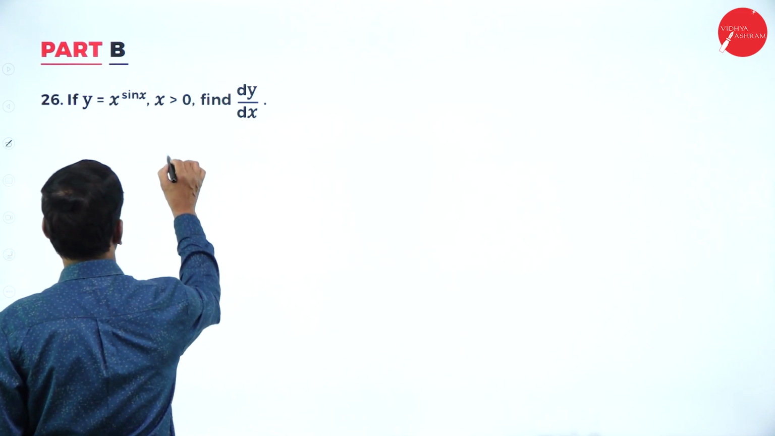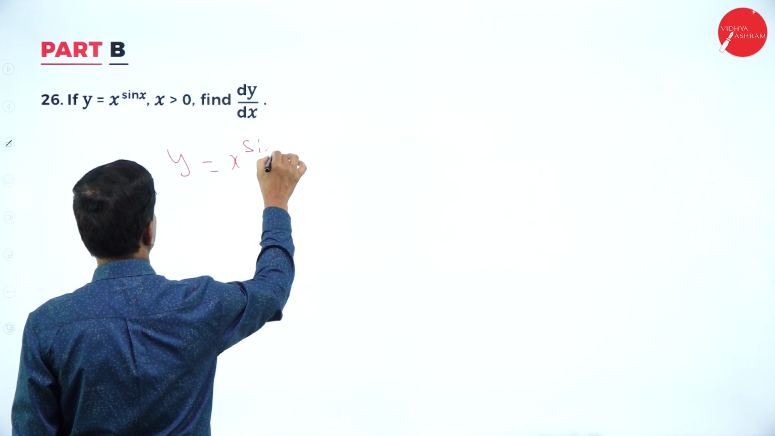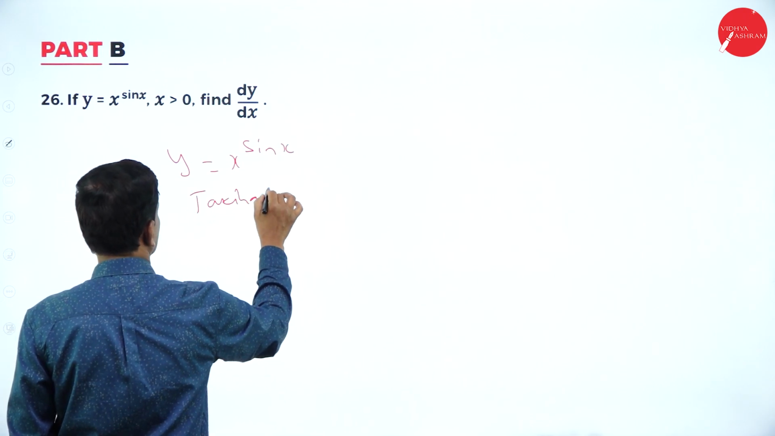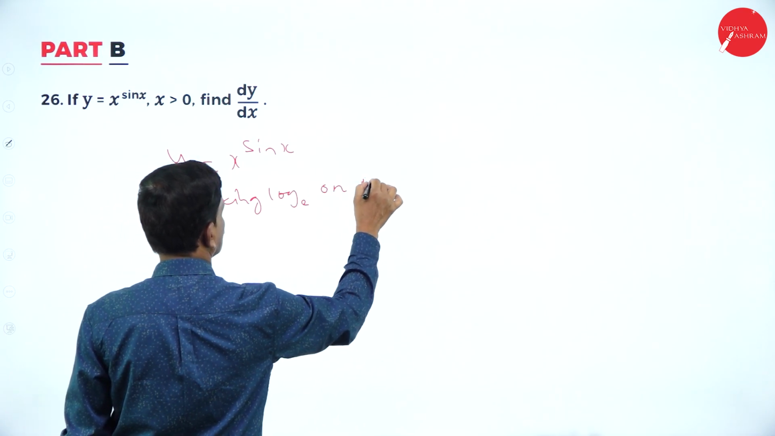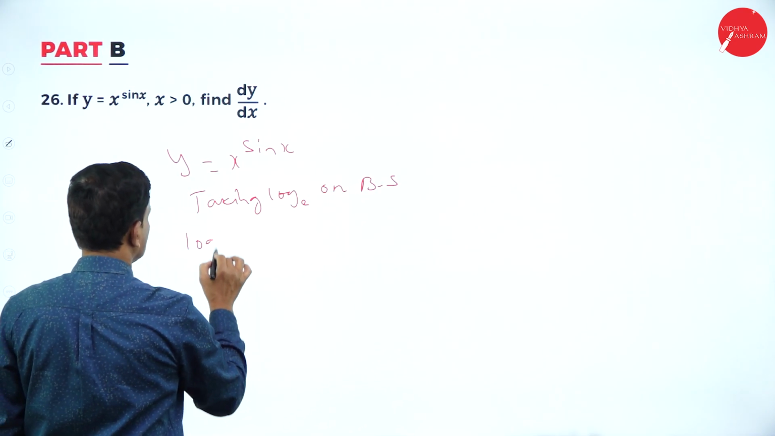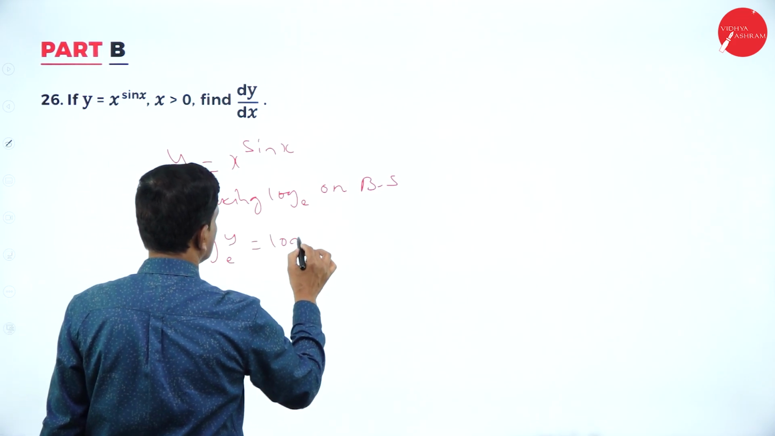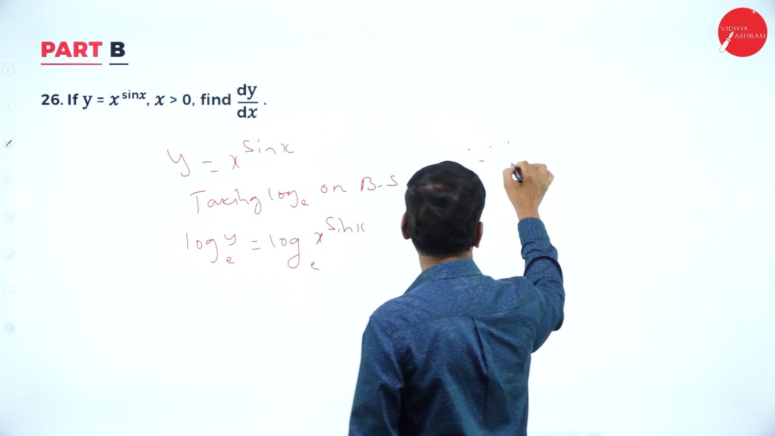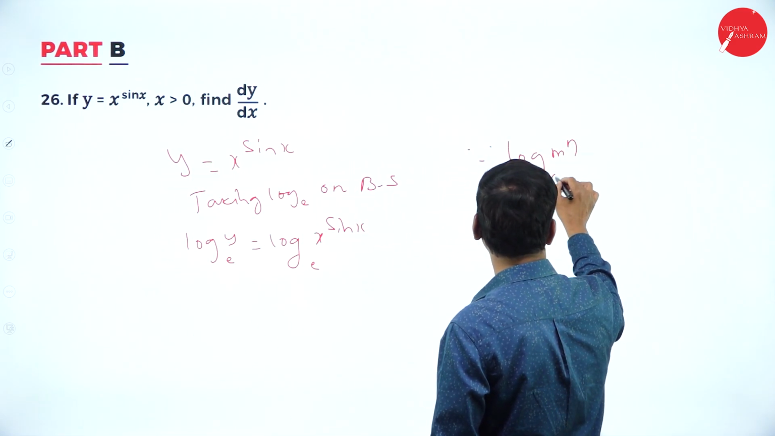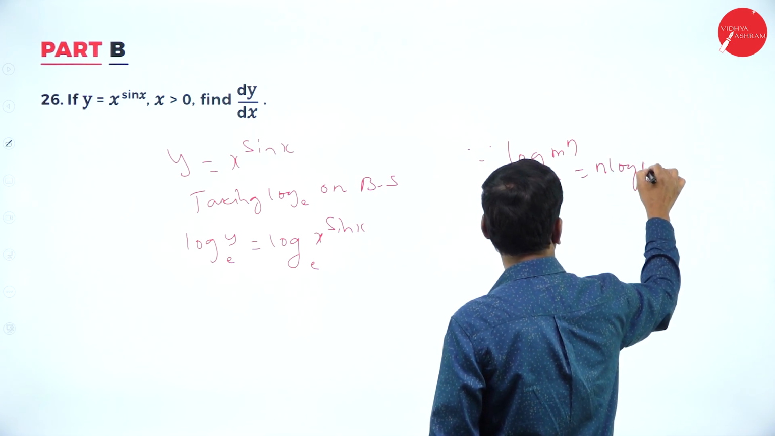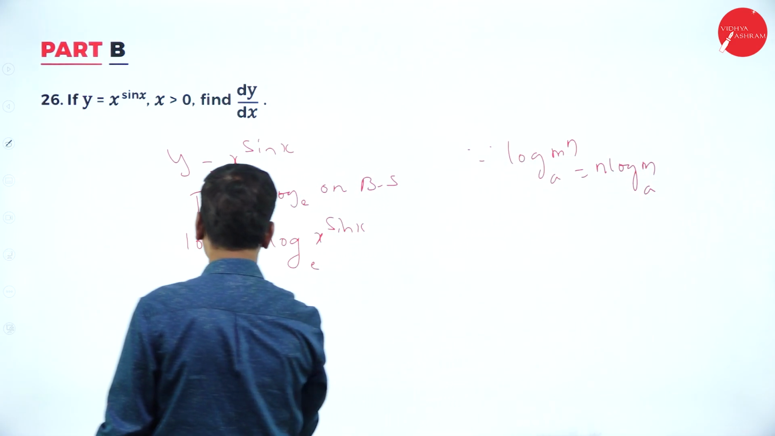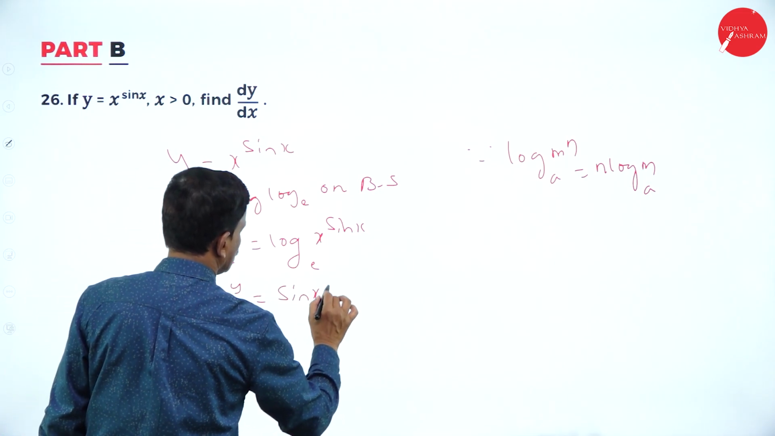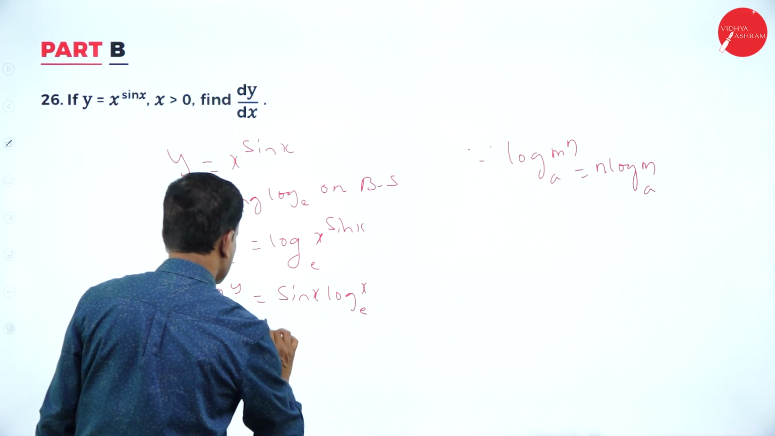Same again, y is equal to x to the power of sin x. This is again from differentiation, logarithmic differentiation. Taking log to base e on both sides. This is log y to base e is equal to logarithm of x power sin x. So, you know there is a formula in logarithm. Logarithm m to the power of n to base a is n log m to base a. Here it is log y to base e is equal to sin x into log x to base e.